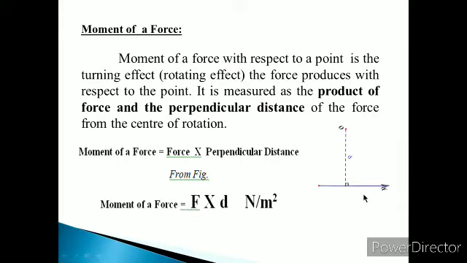The force is here. This is the perpendicular distance of the force. By the product of force and the perpendicular distance, we get the moment of a force. Therefore, moment of a force is equal to force into perpendicular distance, that is equal to F into D. The unit of moment of a force is Newton meter. Newton is for force and meter for distance. This is the simple definition of moment of a force.